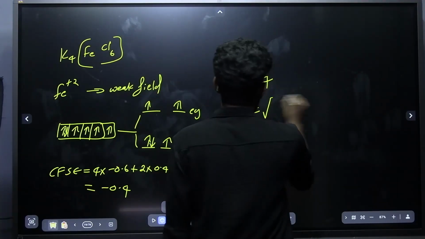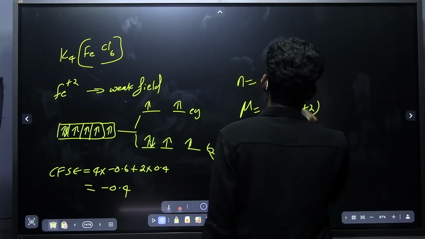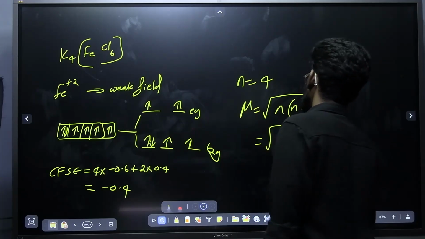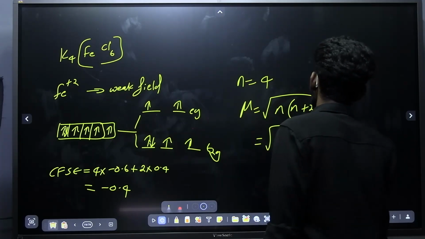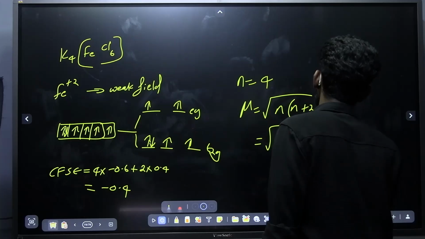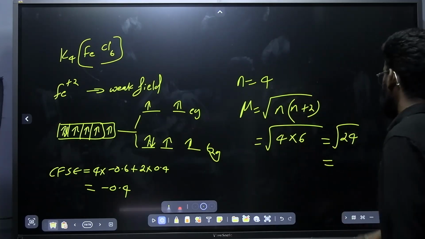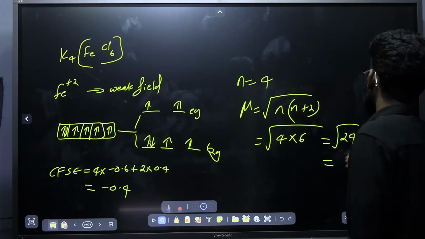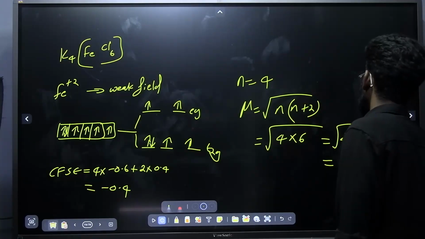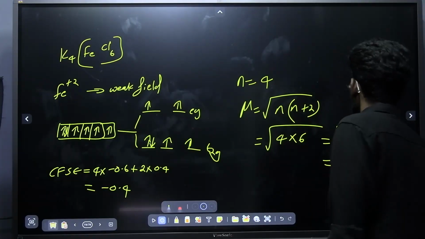And so the μ value is equal to root of n into n plus 2. And what is the n value? Root of 4 into 6. It is the root of 24. Root of 24, we all know that it will be just below 5. Root of 25 is 5, so root of 24 is 4.90 something Bohr magneton.